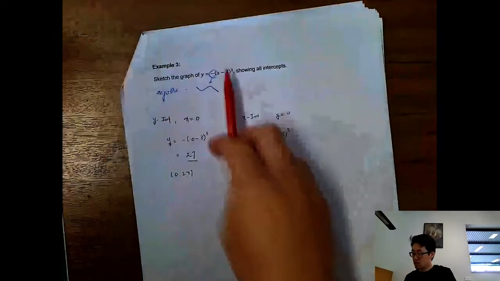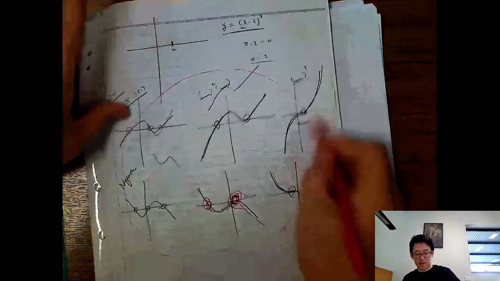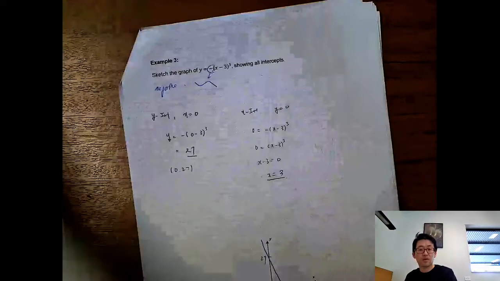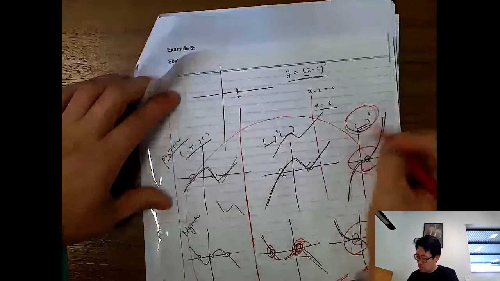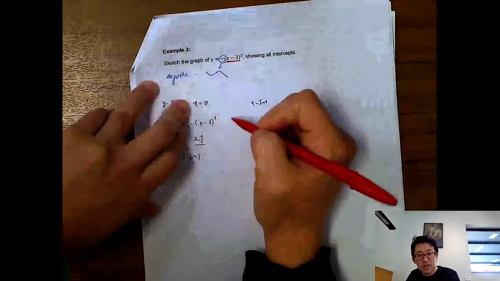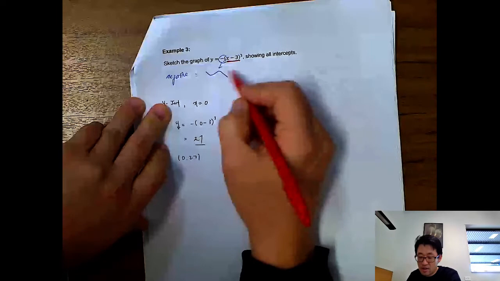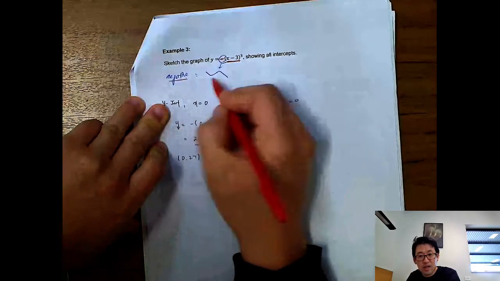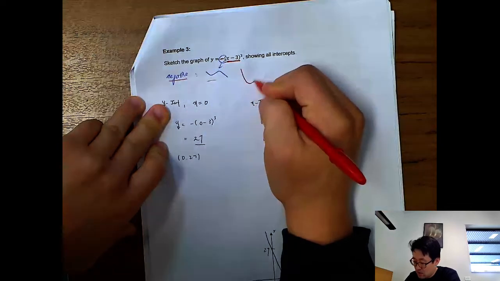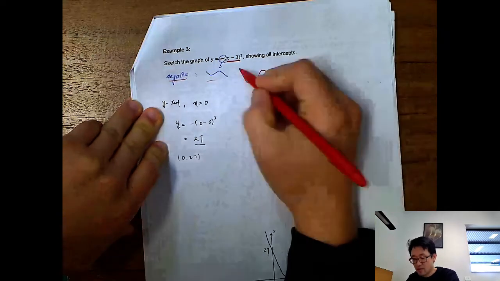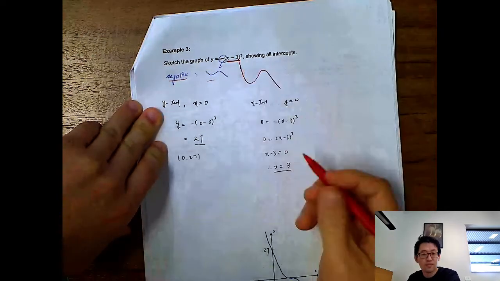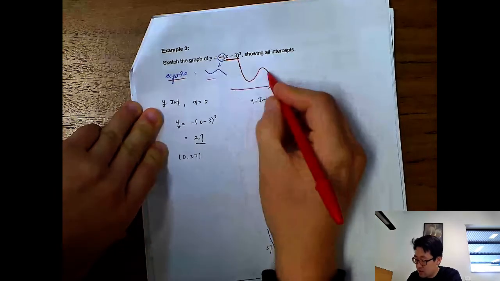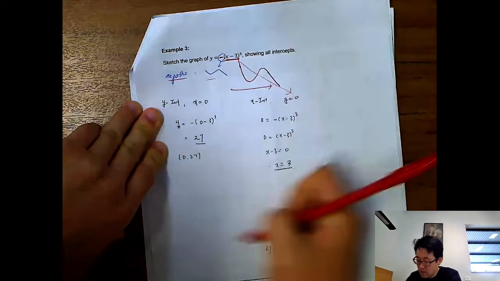So the last pattern, when we have one bracket, one x-intercept, and it is a negative, it's clear it's negative there, going down. When x increases, it's a going down graph.